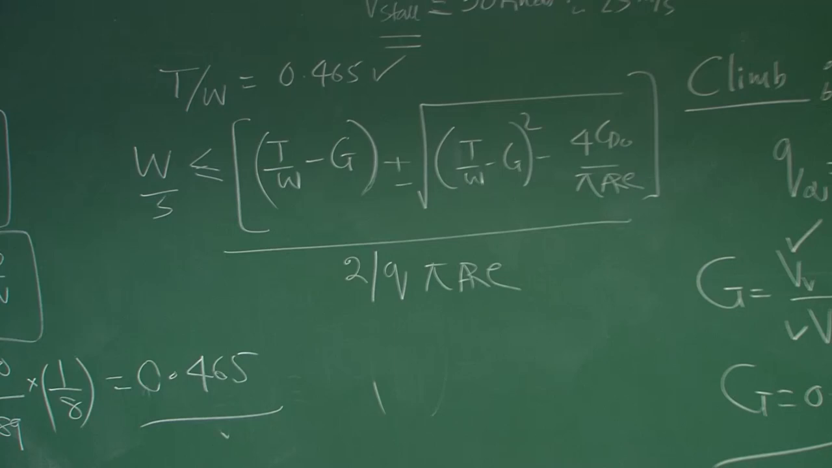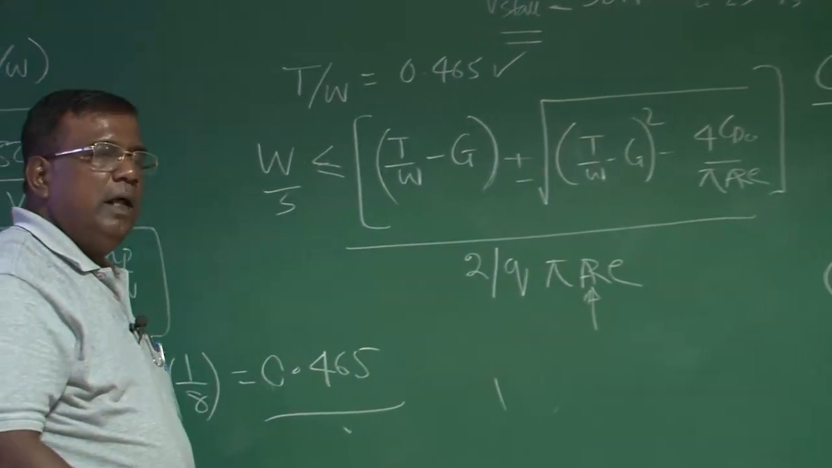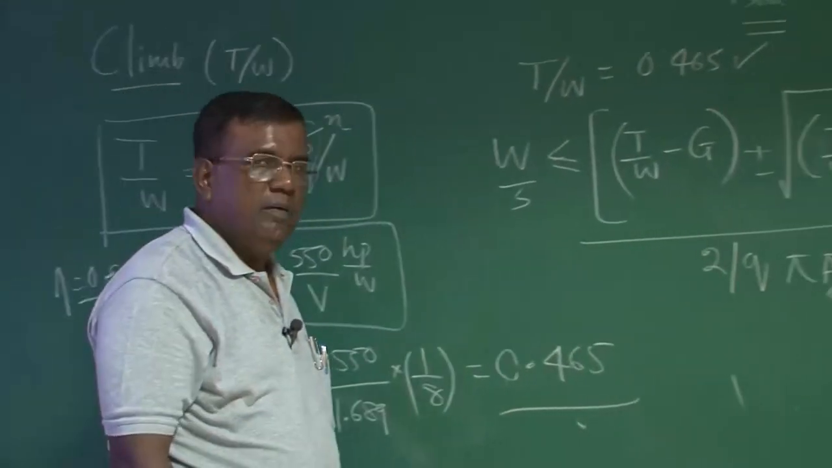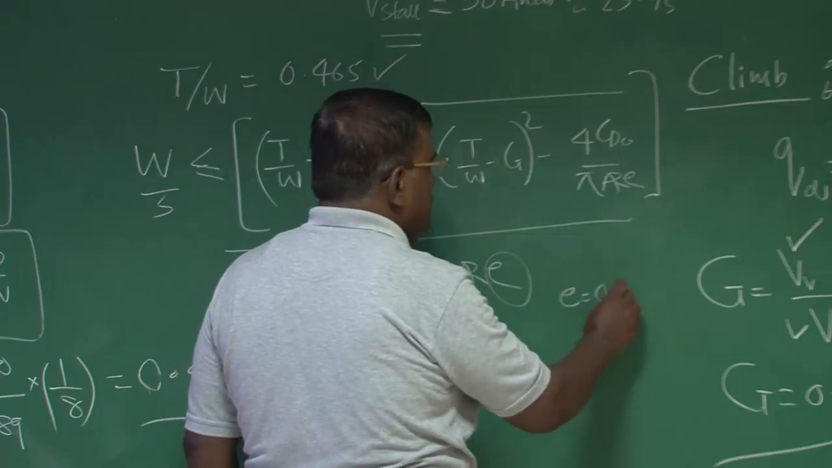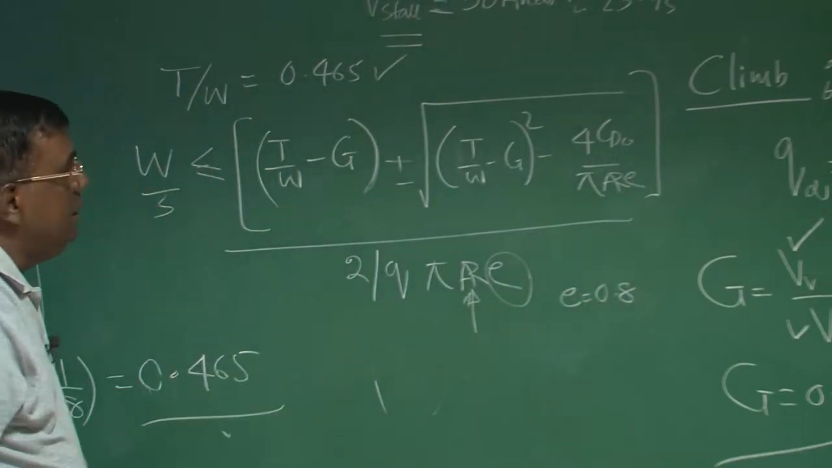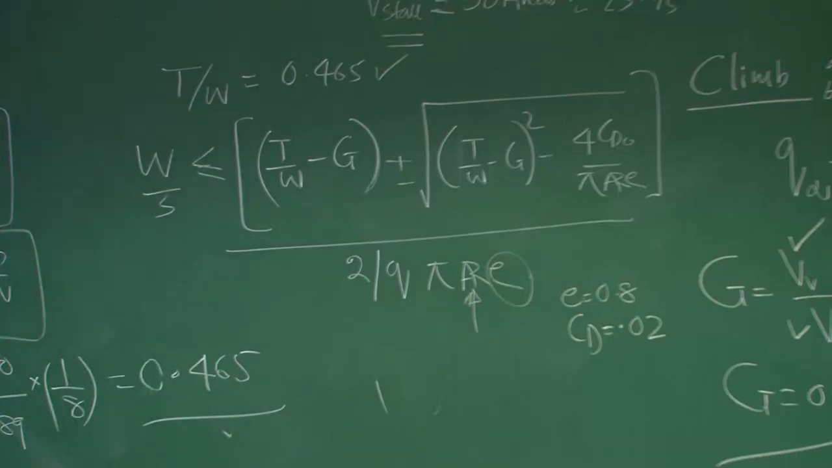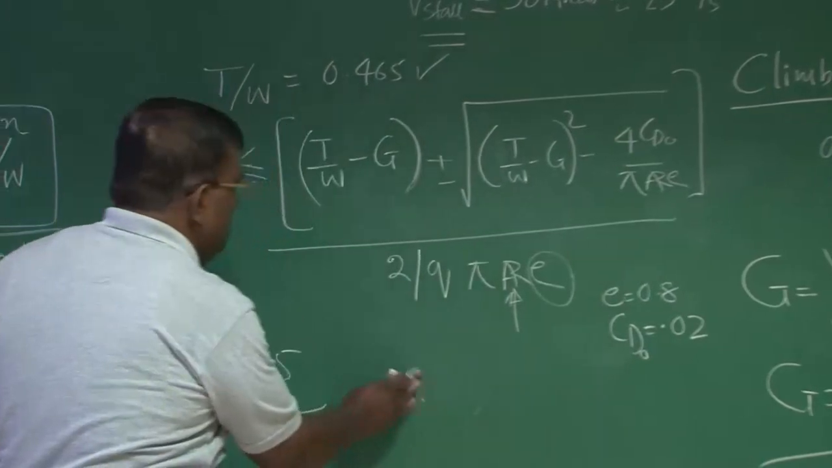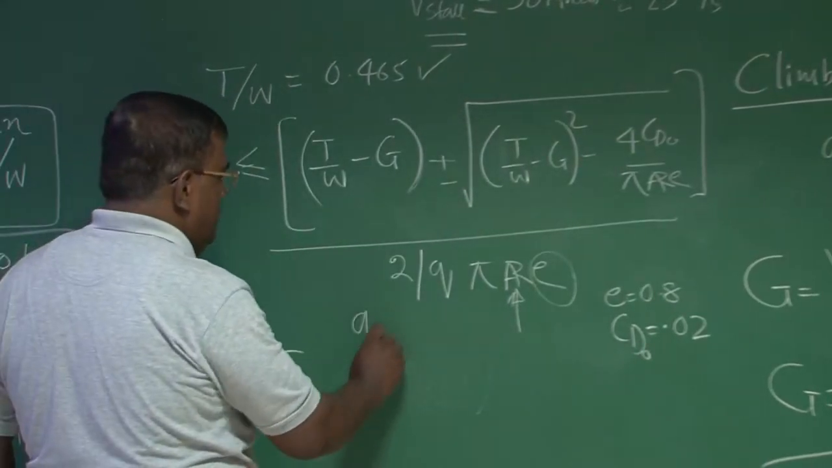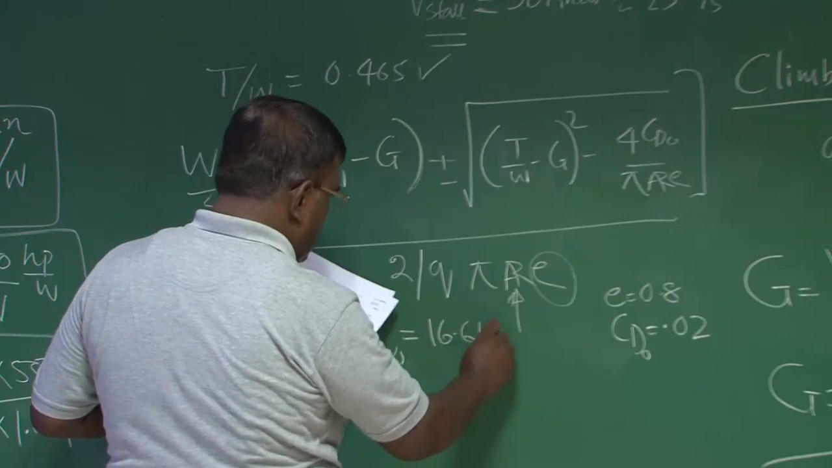Now as a designer, you will have a fairly good idea about AR, aspect ratio, because you have done the initial weight estimate and you have assumed some value of aspect ratio. Next question will be how much E I should take. For initial conceptualized design, you can take E equal to 0.8, and I have been telling every time CD naught 0.02 is a good number, very stable CD naught. Of course, it goes in the third decimal, but at conceptual stage, you can always start with CD naught equal to 0.02, and you are calculating this as we agreed for dynamic pressure of around 16.6 pound per feet square.